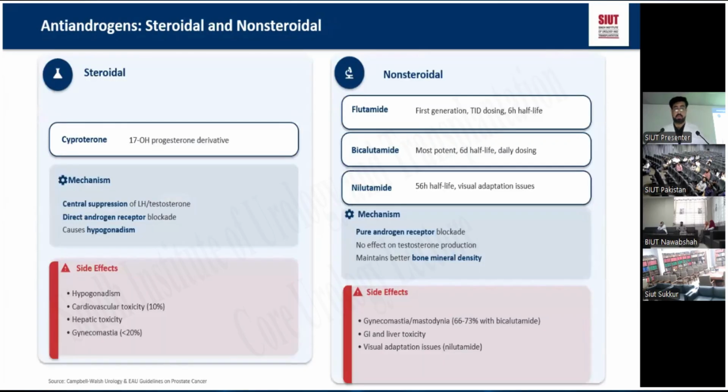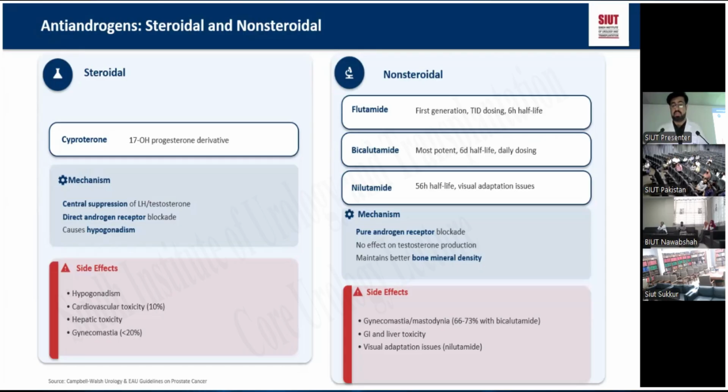Okay. Then there are anti-androgens, steroidal and non-steroidal. Steroidal anti-androgens include cyproterone, which is a 17-hydroxyprogesterone derivative. What it does is suppress LH and testosterone and block androgen receptors directly. The side effects include hypogonadism, cardiovascular disease, hepatic toxicity, and gynecomastia. Non-steroidal anti-androgens include flutamide, bicalutamide, and nilutamide.